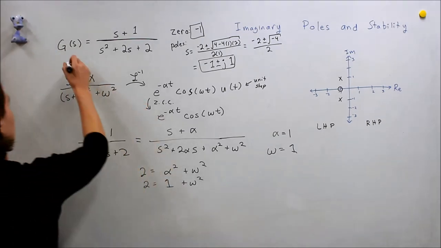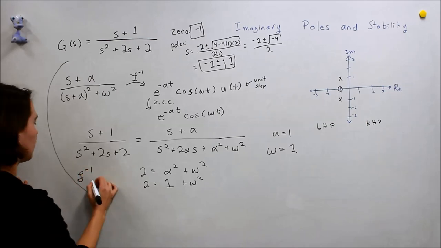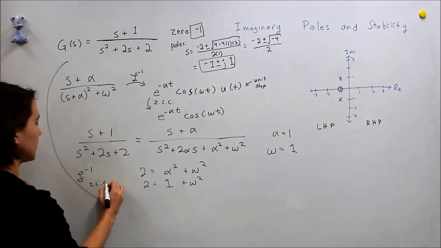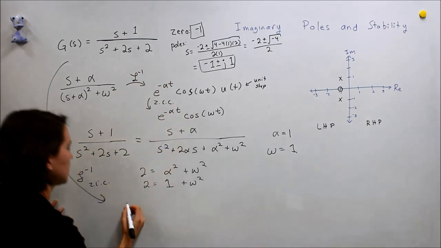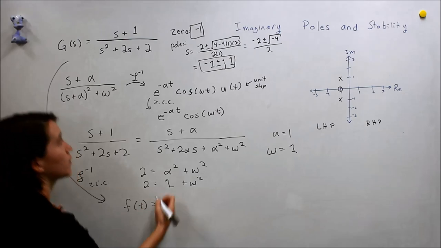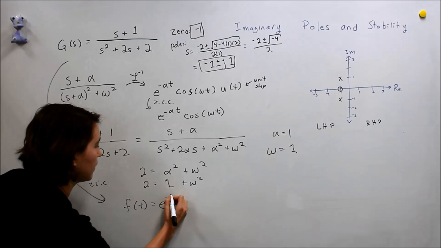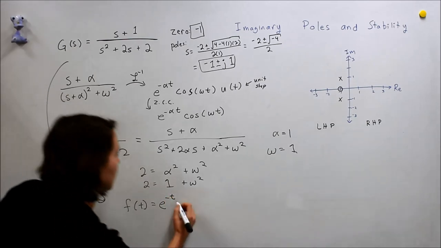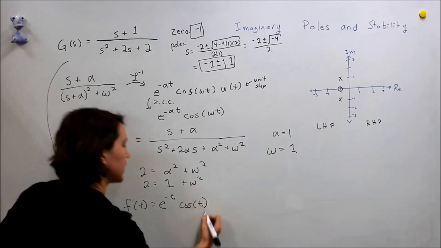So we have these two values, and now we can transform our transfer function into the time domain. So if we take the inverse Laplace, and we assume zero initial conditions, then we can write this as this expression. So f of t will be equal to e to the negative alpha, which is 1, so just negative t, times cosine of omega, which is 1, so just t.